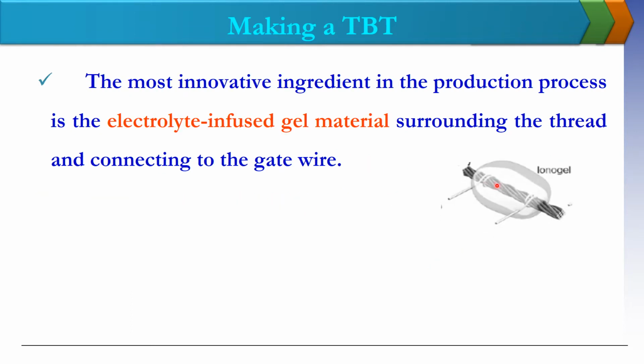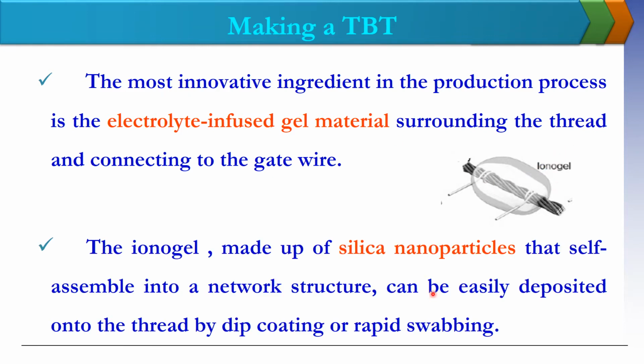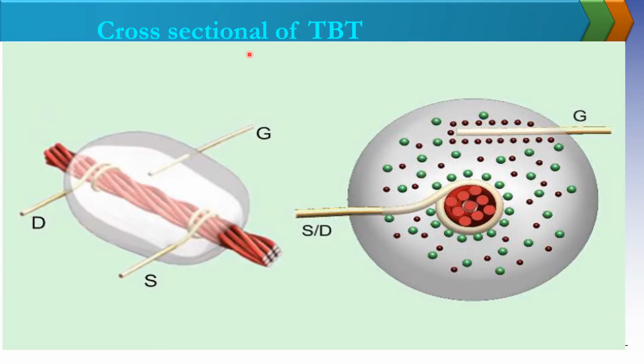The most innovative ingredient is this gel, which is nothing but an electrolyte infused gel material from which the gate wire is made. These are silica nanoparticles which can be easily deposited onto the thread by dip coating or rapid deposition. And this is the cross sectional view of a TBT, inside which we can identify the source and the drain terminal, and here we have the gate terminal.